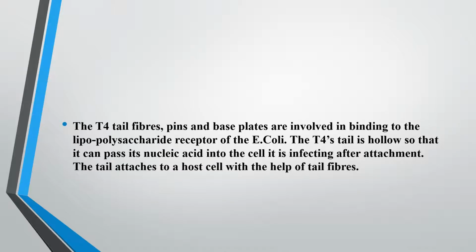The tail fibers of T4, pins and base plates are involved in binding to the lipopolysaccharide receptor of the E. coli. If these fibers are going to bind to the E. coli, they need a receptor site. Without the receptor site, no virus can bind to the cell. The T4's tail is hollow so that it can pass its nucleic acid into the cell. The tail attaches to the host with the help of tail fibers.